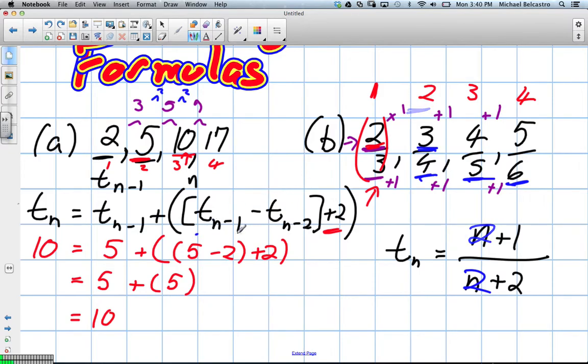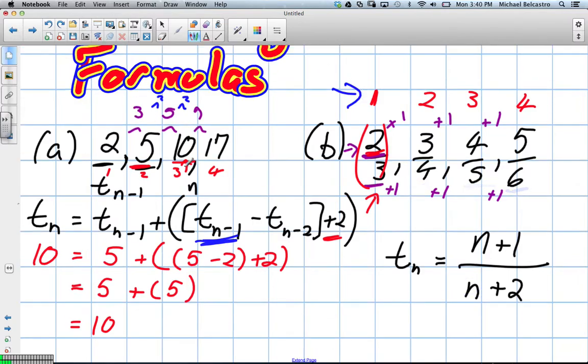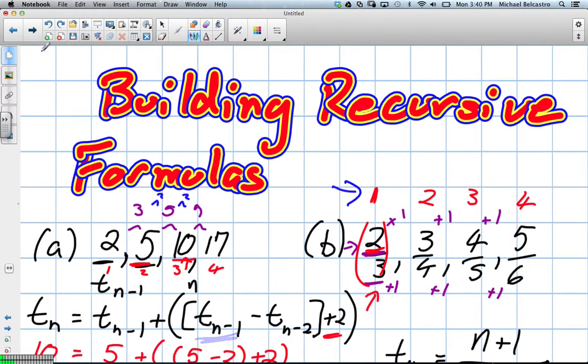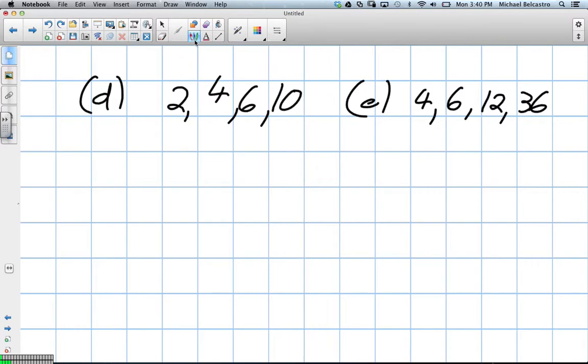So really, we want to use either term values or term numbers to represent our recursive formulas here. So let's see if we can build 2 more by looking at patterns. Here's another one that was a little hard for us.